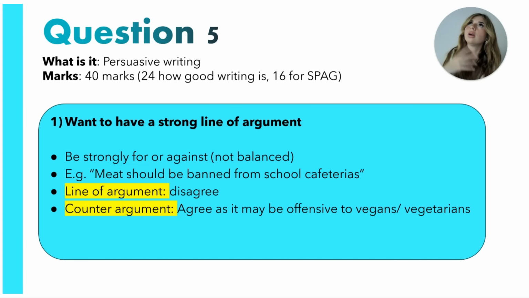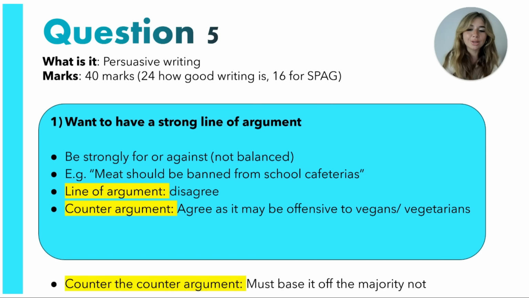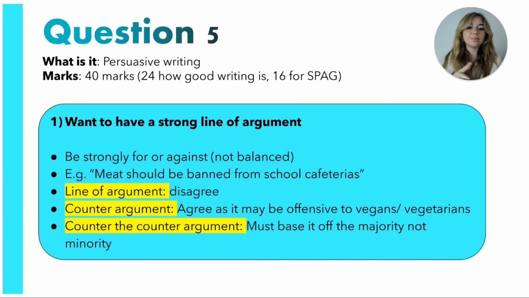Then I'm going to give a counter argument saying, oh, however, it could be more considerate to vegans or vegetarians, or it could be deemed as offensive, so perhaps it should be banned. But then I'm going to counter my counter argument. So I'm going to give a counter argument to the counter argument. So this is my counter to the counter argument.